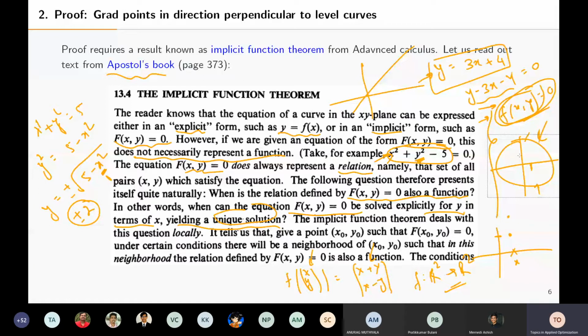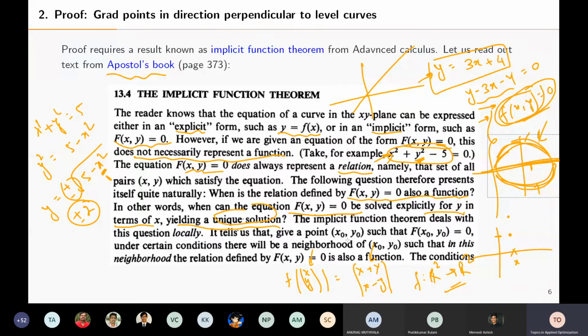So if you break this circle into two halves like this, then the upper half indeed becomes a function, because for a unique x there is a unique y. Similarly, the lower half becomes a function. But together, because of this plus minus, the upper hemisphere and the lower hemisphere together are not a function anymore, right? So this is what the theorem is trying to address.